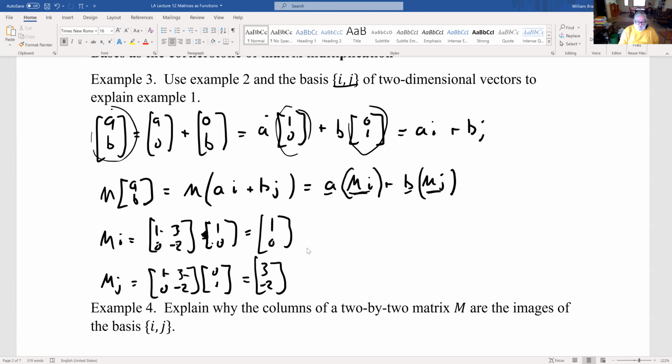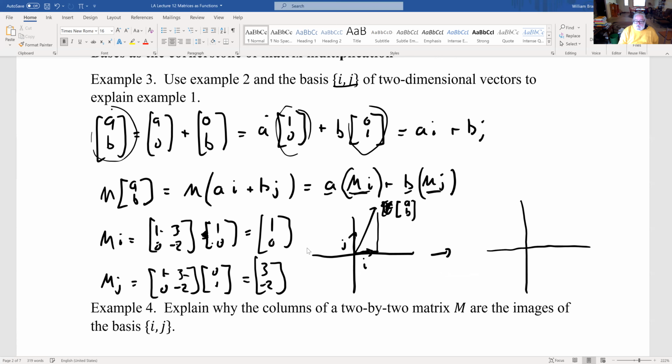So what does this mean for our matrix transformation? Here's i, here's j, and here's a vector (a, b). That means it's a times i plus b times j. Now, if we go over to our range, our codomain, this is our domain, this is our codomain. M times i goes to (1, 0). That's actually just i again. So here's M times i, and then M times j goes to (3, -2). 1, 2, 3, 2.